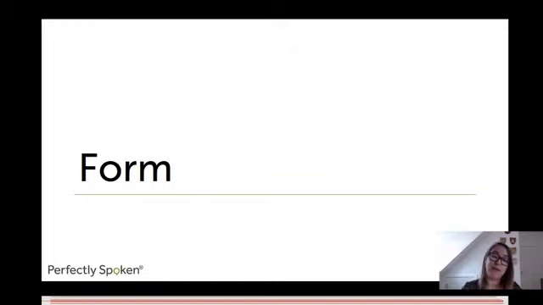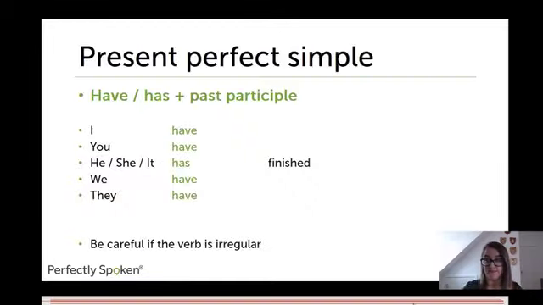And by this, I mean, how do we make the present perfect tense? Okay, so present perfect simple is made with have or has and the past participle. So I've given you a breakdown here of I have finished, you have finished, he, she or it has finished, we have finished, they have finished.